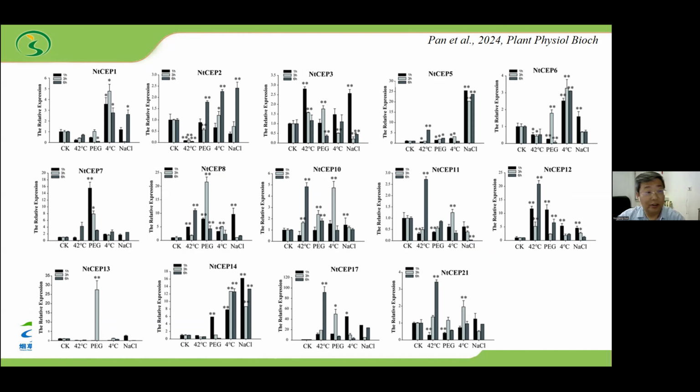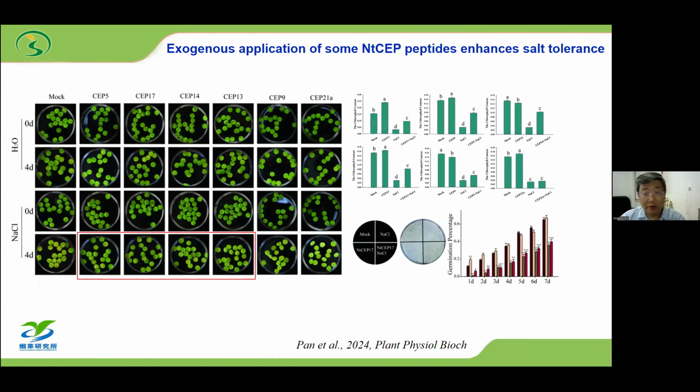So we picked some of the peptides that are potentially upregulated or induced by different stress treatments. So we synthesized the peptides. The good thing about peptide studies is you can synthesize them chemically and use them to treat, in this case, detached leaves, to see if they can play a role in the stress response of plants. So we picked some of the genes highly induced in response to sodium chloride to see if they can change the leaves' response to treatment.